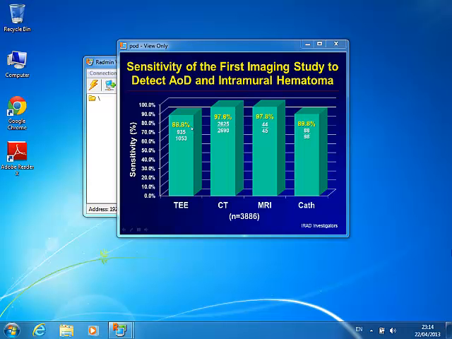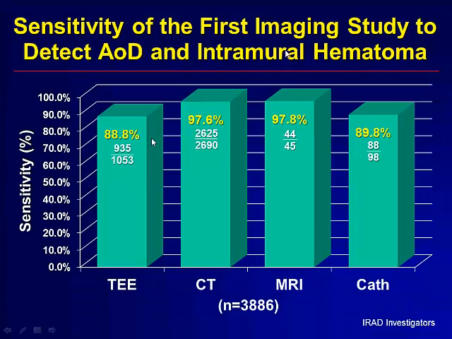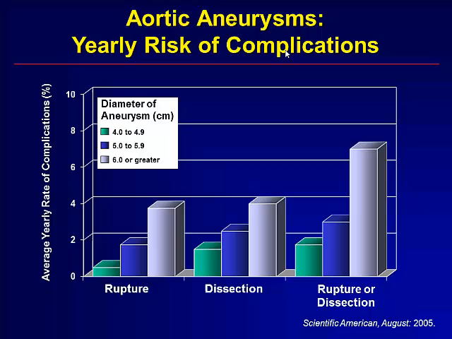But as you know, for type B dissection, there are areas that are not well seen on TEE, and so the overall sensitivity is lower. This is an important slide because I want you to recognize the fact that patients who have aneurysms that are not very large, 4 to 4.9, have an annual dissection rate of somewhere around 1.6%.